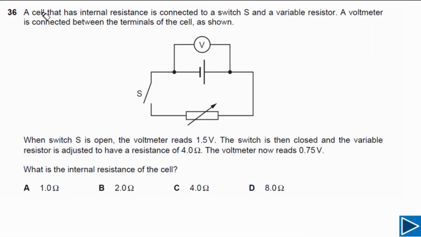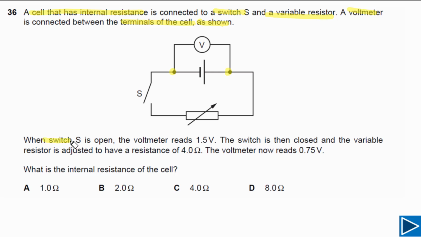For question number 36, we are given a cell that has internal resistance connected to a switch S and a variable resistor. A voltmeter is connected between the terminals of the cell as shown in this figure. This means the voltmeter is connected across the terminals of the battery.